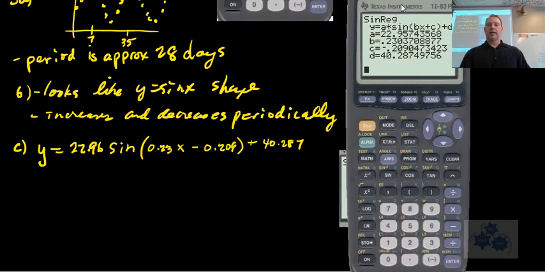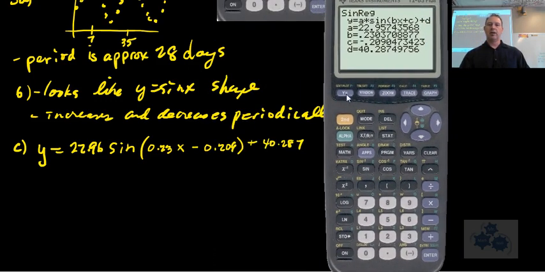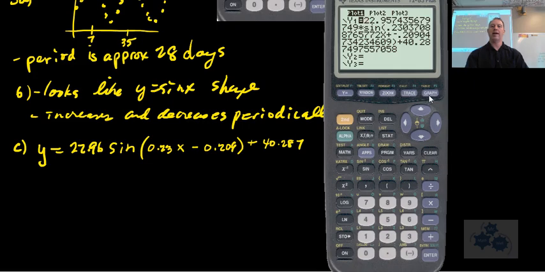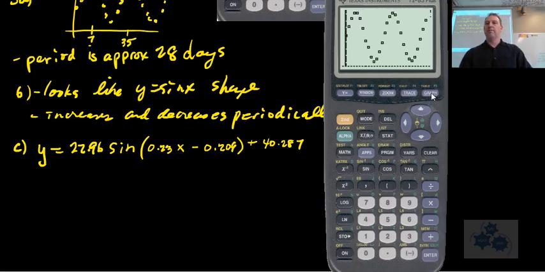And so back on the calculator, if we look at the y equals now, it should have put everything in there, right? So there's your a value, all of the decimal places, which is really nice. But 0.23x minus 0.209, so on and so on. So now if we graph, we should have all the points and the sine graph that the calculator has generated for us. And so it should look something like this.